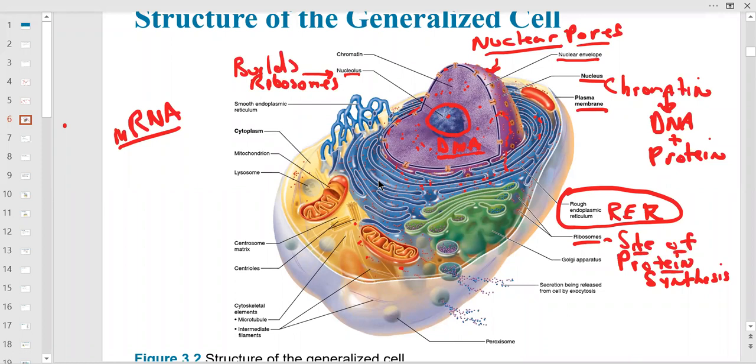We're taking amino acids from messenger RNA and we're building proteins in the rough ER. I wouldn't kid you about that.